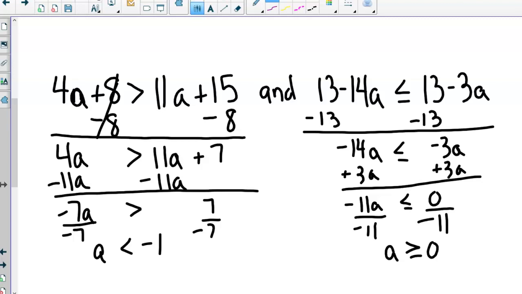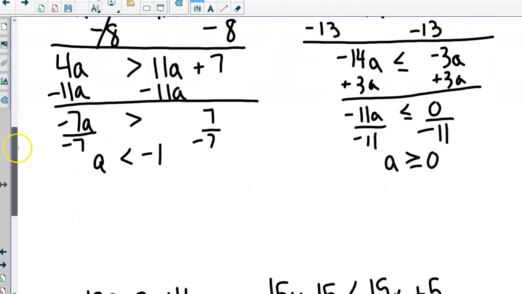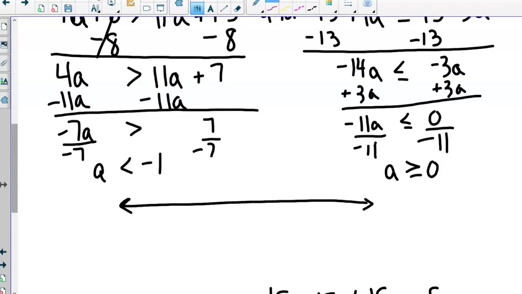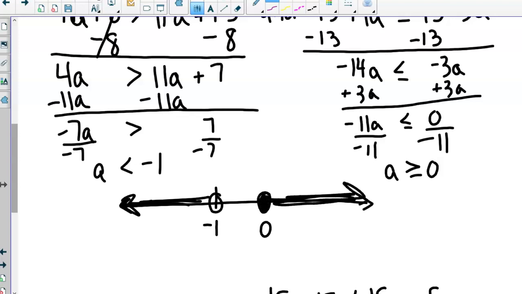So let's take a look at the graph and see what that's going to look like. Remembering this is an and graph. So we have that negative 1 over here, and we have 0. For negative 1, we're going to have the open circle and shade it to the left, because all the numbers less than negative 1. And for this, we're going to have from 0, a filled-in circle, and all the numbers greater there.